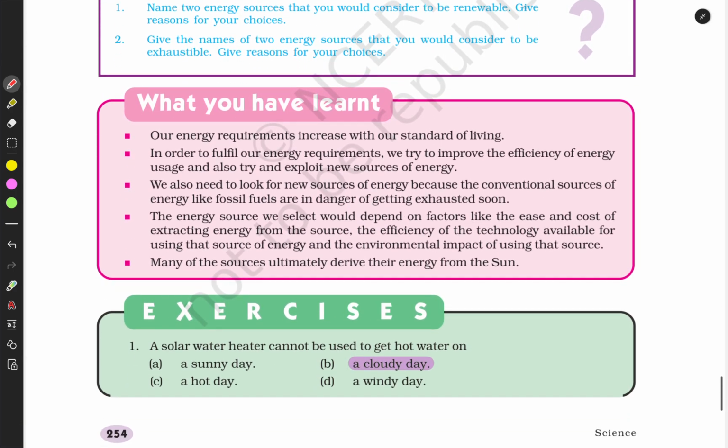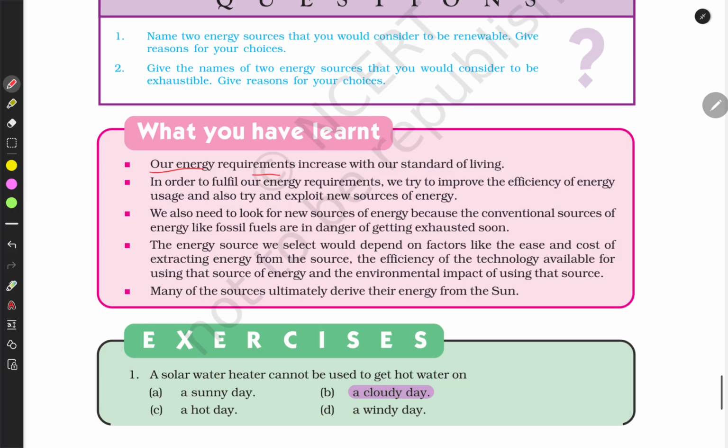So let's do a quick revision. Our energy requirement increases with our living standards of life. Those living in higher income classes or high income countries use more energy, and those who are in a poor country, their per capita energy consumption is comparatively low. In order to fulfill our energy requirement, we try to improve the efficiency of energy usage and also try to exploit new resources of energy.